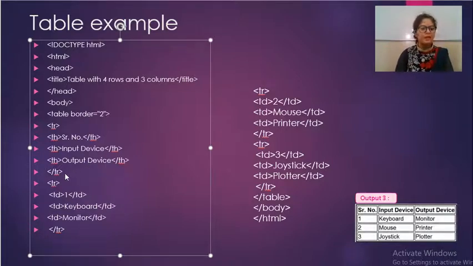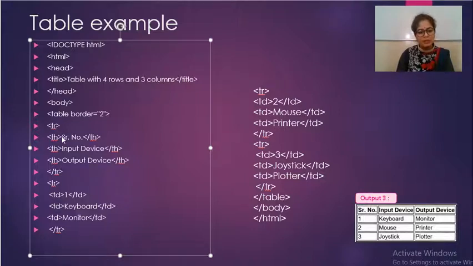So this creates a single row. Now we have to create another row. When we have to create another row, we again have to start with the tr tag. This tr indicates the start of the second row. Again, inside the second row we have to enter data, so here I have used the td tag. The td tag is used to enter data into the cell.